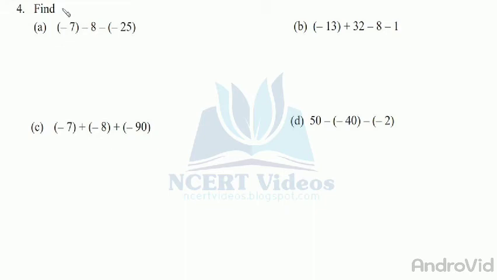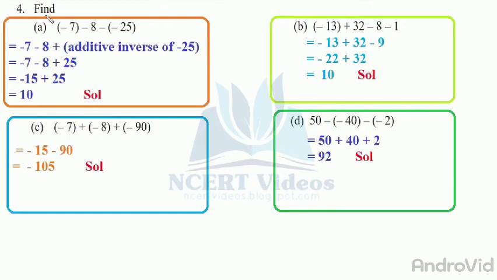Question 4. Find from A to G. So the first part, A part: minus 7, minus 8, minus 25. Now we will write minus 7 and minus 8 as it is, and change minus to plus using the same concept, that is using the additive inverse of minus 25. So plus 25 is the additive inverse. Now minus 7 and minus 8 as it is, and when we solve it, it is minus 15 because signs are same, and plus 25. When we subtract, we get 10 and the sign comes of the higher number. So it was plus. That was your A part.